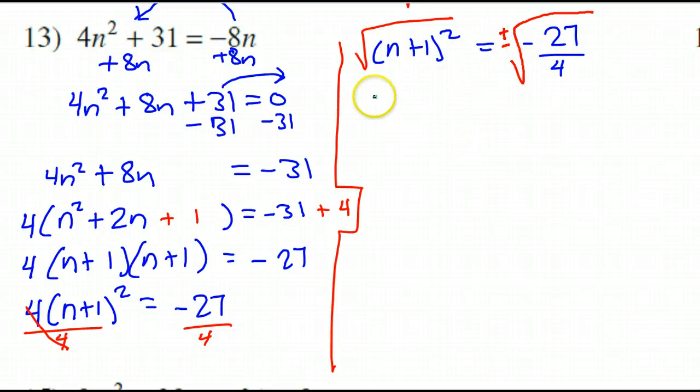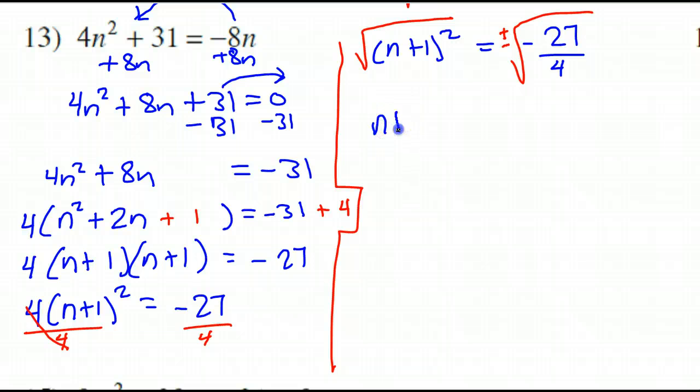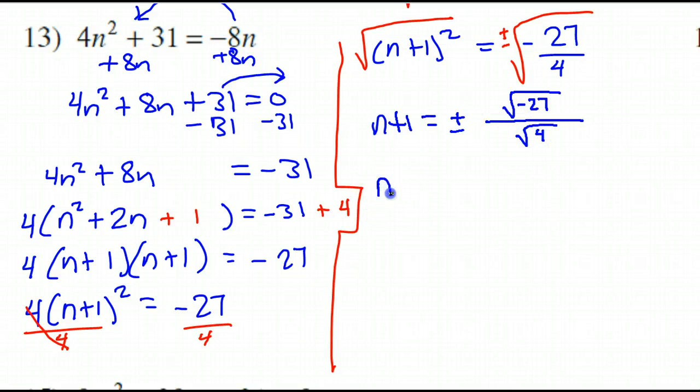So that's going to be very much like this. I'm going to have the n + 1 part, because the radical and the square cancel each other out. Now, just to be clear, I have plus or minus. Let me do this in baby steps. First of all, let me split up the numerator and the denominator. So I'm dealing with the square root of -27, and the square root of 4. So that's going to give me n + 1 equals plus or minus.